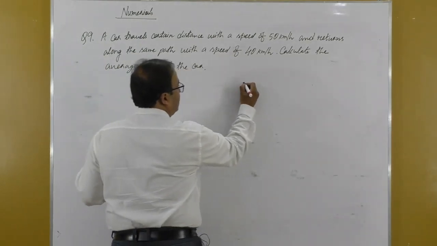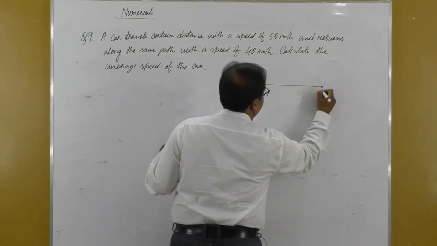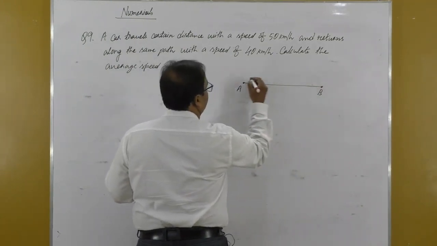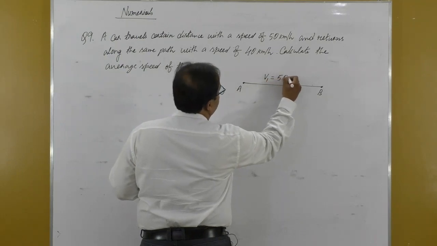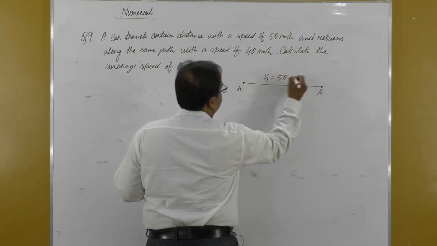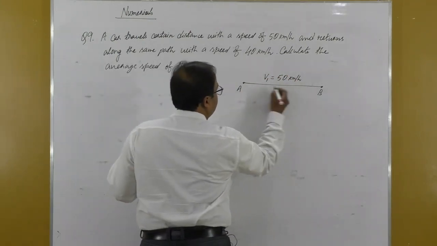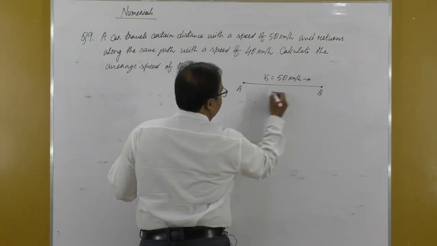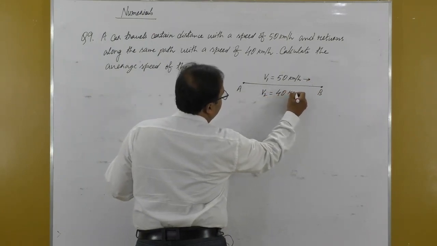So the car moves from one point to another. While going from A to B, the speed is given here, 50 km per hour. While returning from B to A, the speed is given here, 40 km per hour.